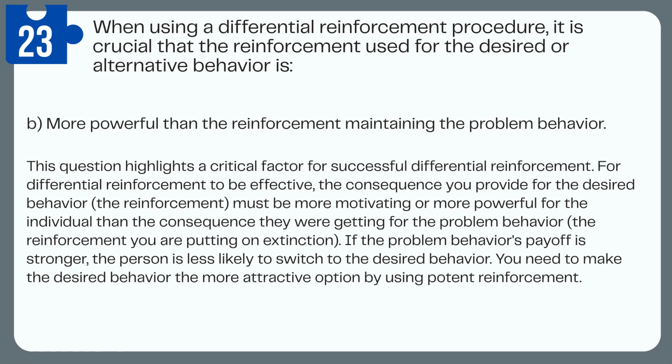Answer: B. More powerful than the reinforcement maintaining the problem behavior. This question highlights a critical factor for successful differential reinforcement. For differential reinforcement to be effective, the consequence you provide for the desired behavior, the reinforcement, must be more motivating or more powerful for the individual than the consequence they were getting for the problem behavior, the reinforcement you are putting on extinction. If the problem behavior's payoff is stronger, the person is less likely to switch to the desired behavior. You need to make the desired behavior the more attractive option by using potent reinforcement.